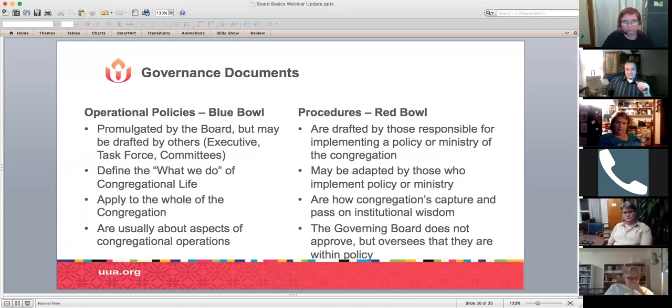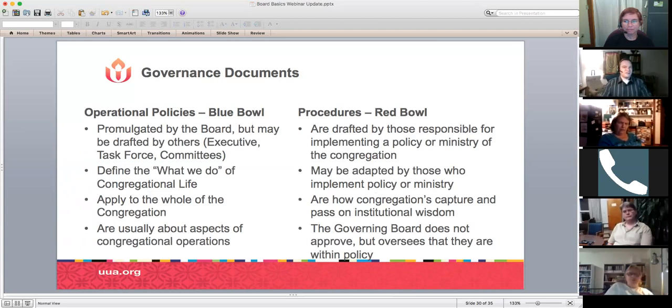The next slide has the blue bowl, which is our operational policies. Operational policies are what most people think of when they think of policy. Operational policies are what we do, right? All the things we do. You have an operational policy on how to rent the building out to someone else. I hope your congregations have an operational policy on how you manage a disruptive person in the congregation. I hope your congregations have an operational policy around safety and safe congregations. All the things that define what we do, not how we're structured, but what we do, are your operational policies.